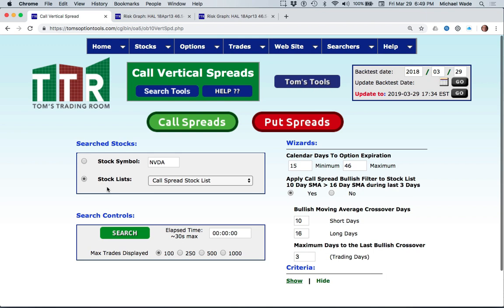All right, so there is a stock list that's been generated with ideal call spread candidates in terms of slippage and open interest and volume. Those things are considered in generating a nice call spread stock list. And then you've got the expiration dates.